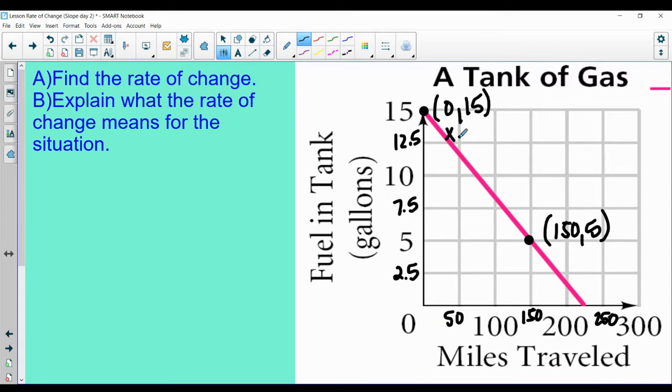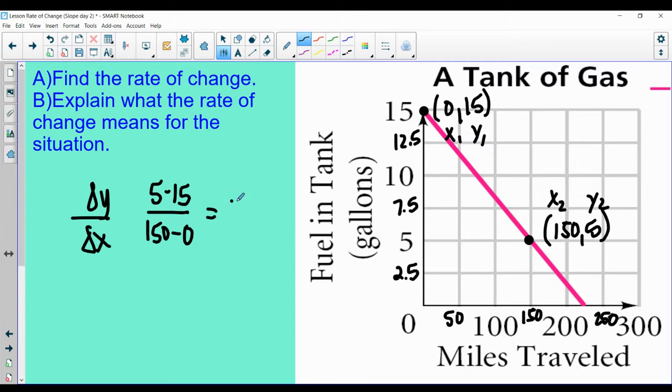So again, if I use my slope formula from left to right, this is my first point. And so if I just plug those into the slope formula, I'm going to have 5 minus 15 in the numerator and 150 minus 0 in the denominator. So that's going to give me negative 10 over 150, and that is going to simplify to negative 1 over 15, and we want to leave it as a fraction. Okay, this negative means it's decreasing.